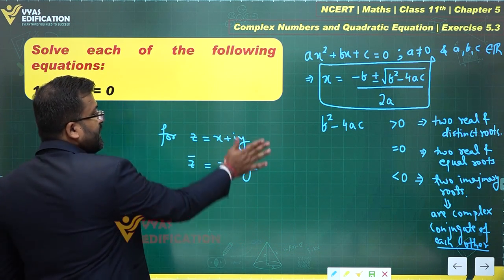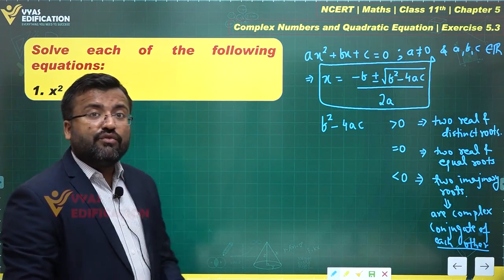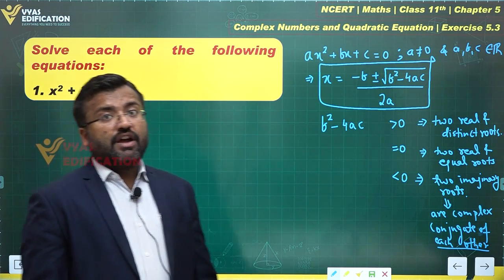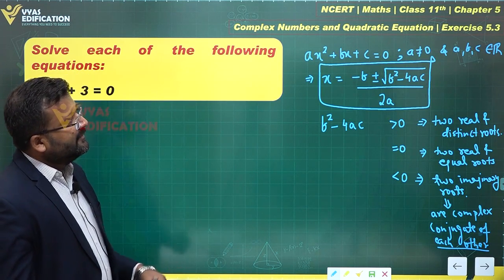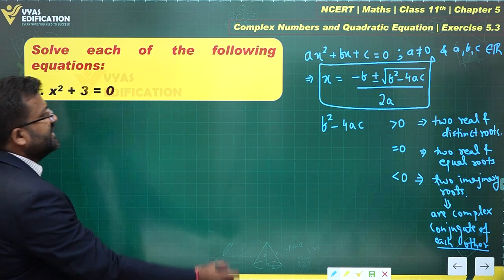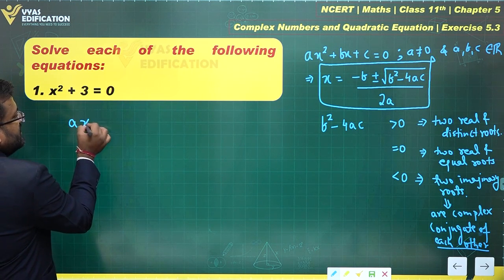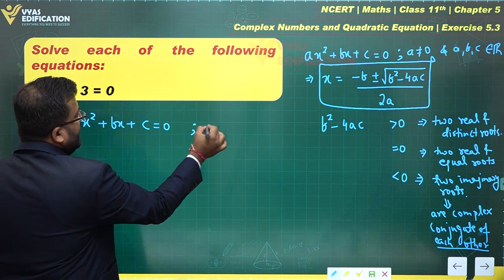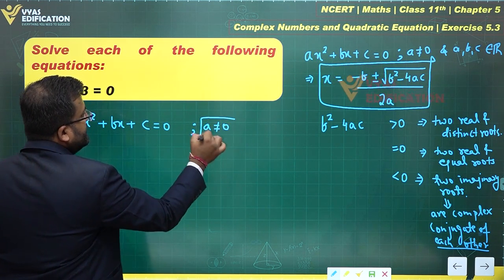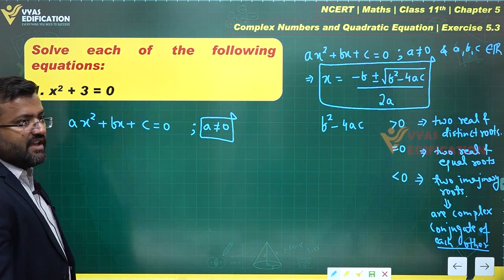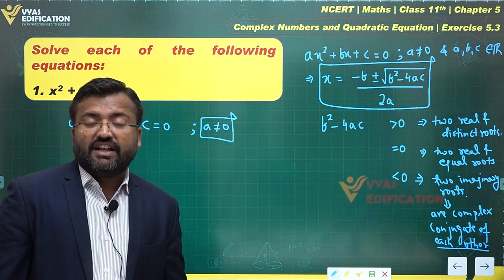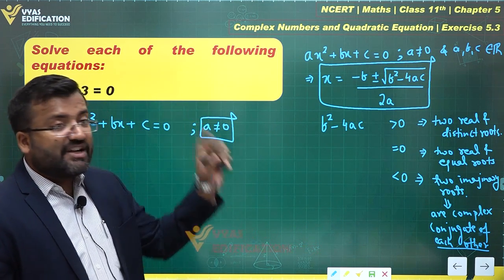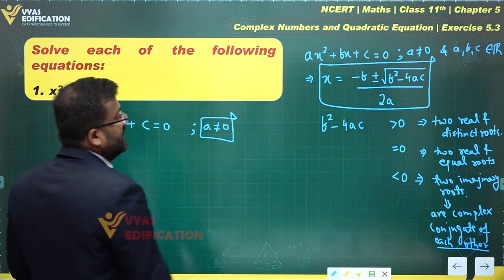Some people would also be intrigued by this formula and how we get this particular formula. So I'll give a glimpse of how we get this particular formula, and let's observe. ax square plus bx plus c equals 0. For getting that formula, the only thing that is important is a should not be 0. a, b, c can be any real or any complex numbers for getting that formula.